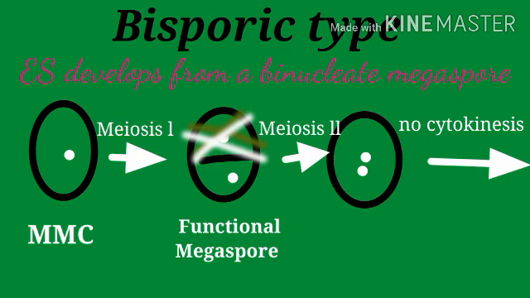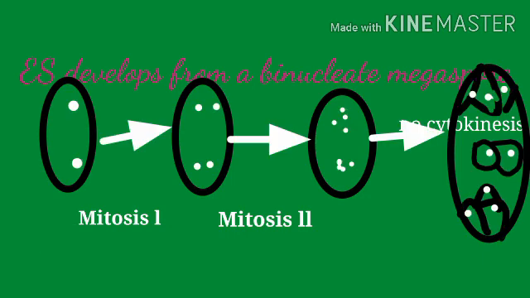Now how does it happen? The megaspore mother cell undergoes first meiotic division and forms a dyad. In this dyad, one of the daughter cells degenerates and only one becomes functional. This functional cell again undergoes second meiotic division and forms a binucleated structure. Now this binucleated megaspore undergoes normal mitotic divisions 1 and 2, and as a result a normal embryo sac will be formed with a 7-celled and 8-nucleated structure.